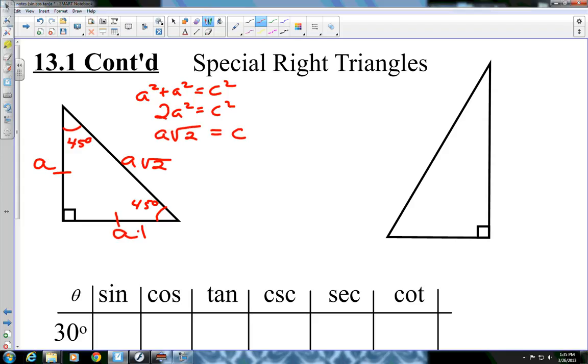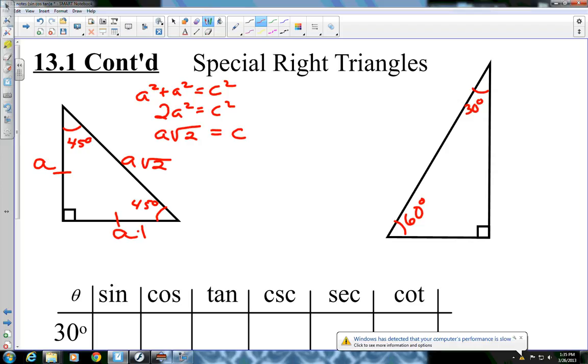So our other special right triangle, and on your little sheet you're given, and it's 30 degrees up here. So if that angle is 30 degrees, it's a right triangle. What's the remaining angle? 60 degrees.